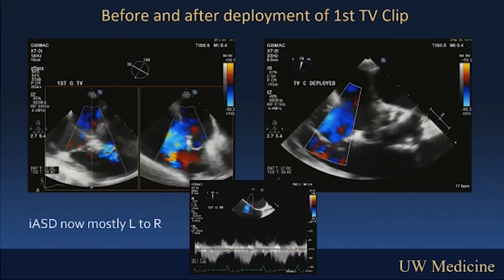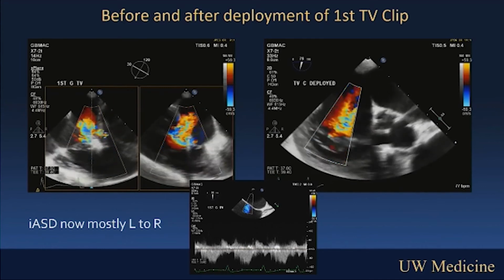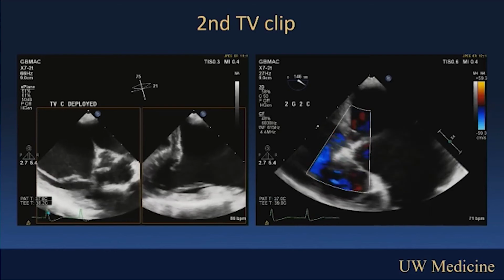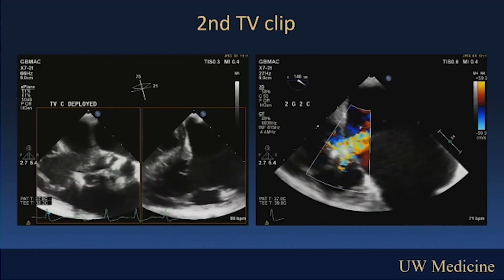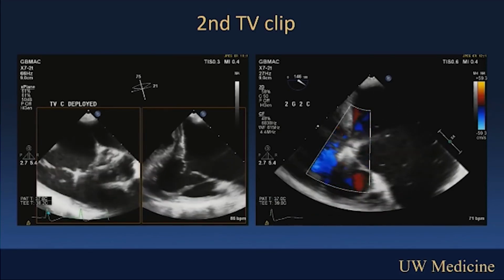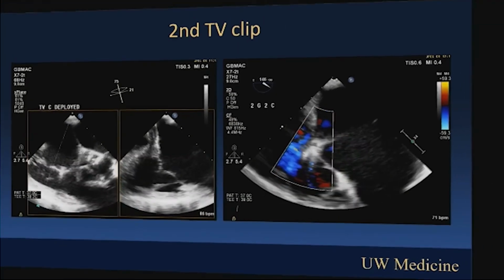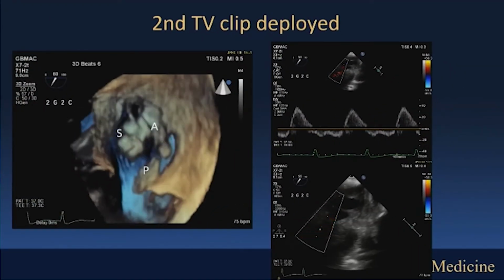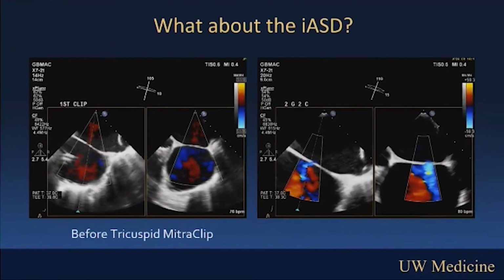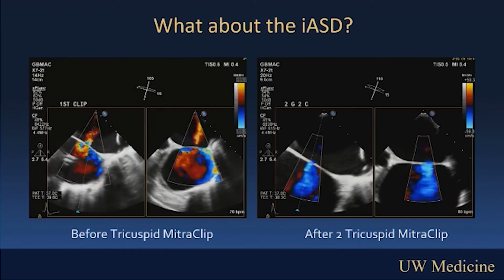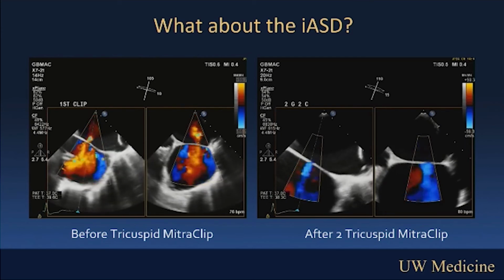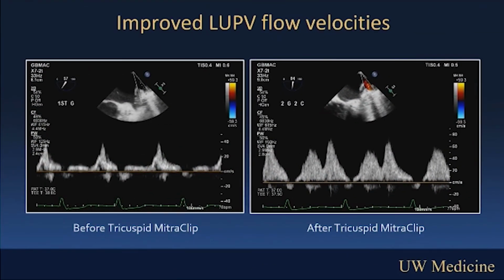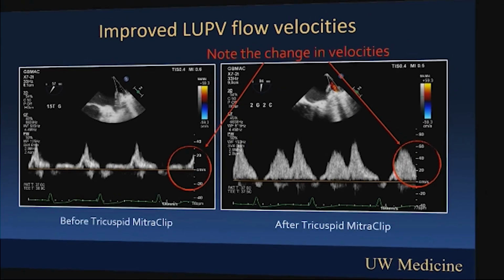A first clip positioned here, an initial reduction. We added a second clip to bring down our degree of TR. You see here the engagement of the leaflets. And then finally, 2 clips in place, a significant reduction and normalization of the hepatic venous flow pattern. And then of interest, the IASD had now changed its directionality, and we have much higher pulmonary venous flow.